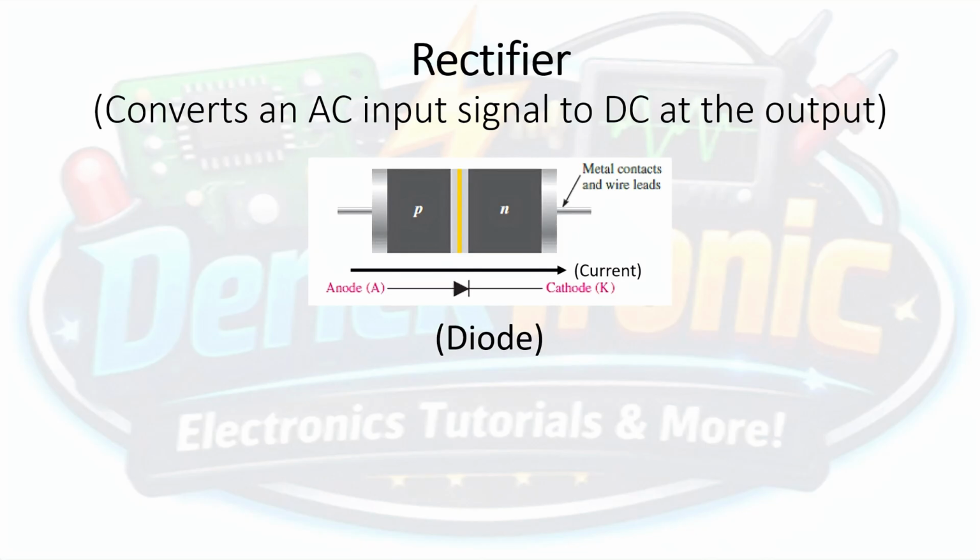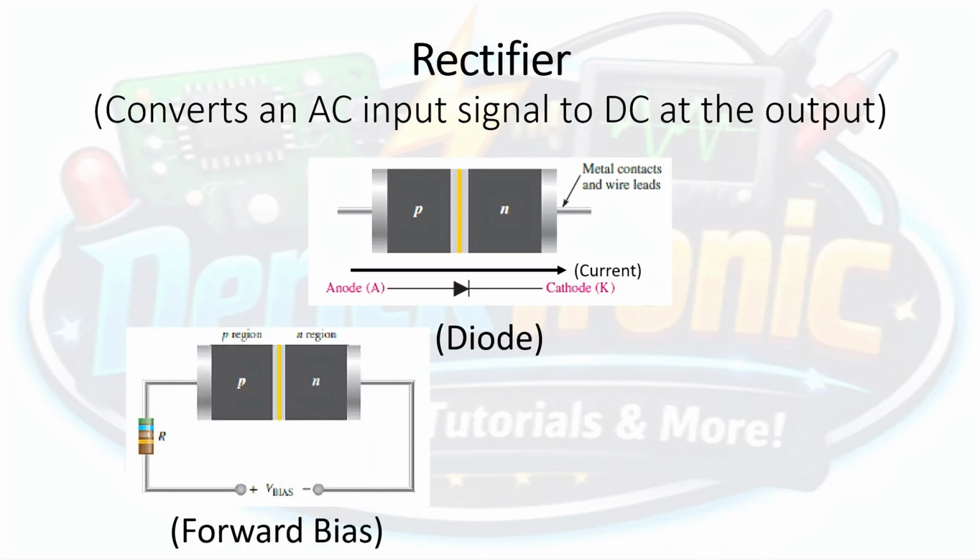Here, you can see that the direction of the current is from the diode's P junction to its N junction. It may be worthwhile to note that the P junction of the diode is also known as its anode, while the N junction is known as its cathode.